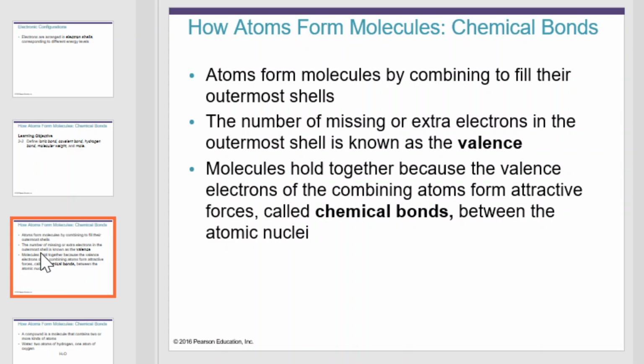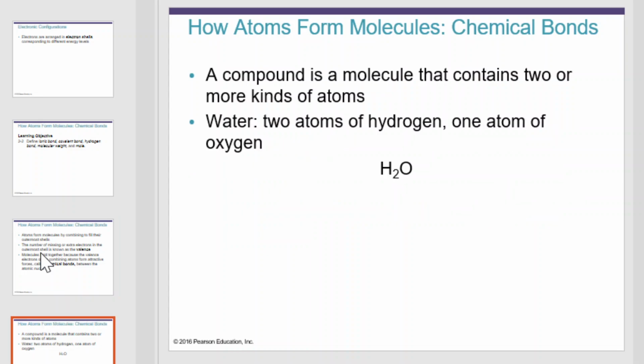Atoms form molecules by combining to fill their outermost shells. The number of missing or extra electrons in the outer shell is known as an atom's valence number. Molecules hold together because the valence electrons of the combining atoms form attractive forces called chemical bonds between the atomic nuclei. A compound is a molecule that contains two or more kinds of atoms. Water, H2O, is a combined form of two hydrogen atoms and one oxygen atom.